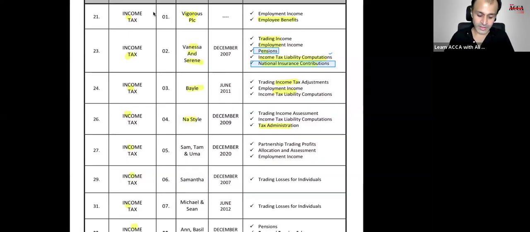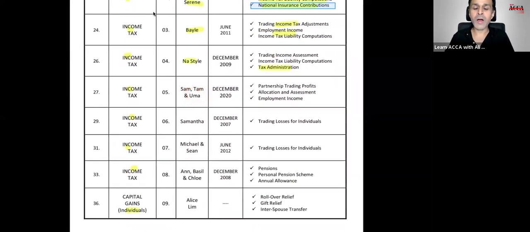This is what we're going to touch on in the question named Sam, Tam and Uma, and we'll be able to revise whatever we best can by taking that one question on partnership. Landing myself on the page that this question is on, page number 27.